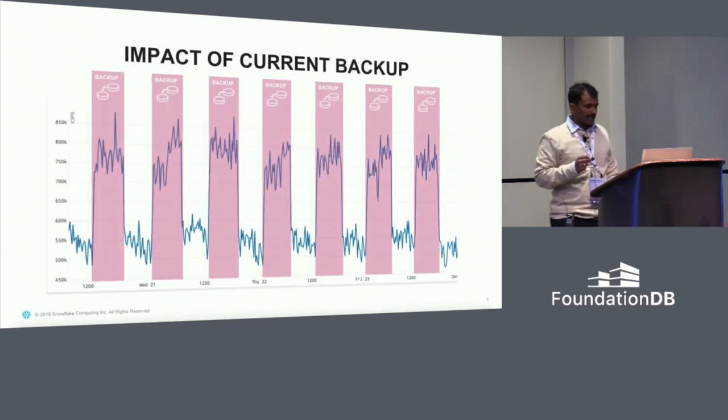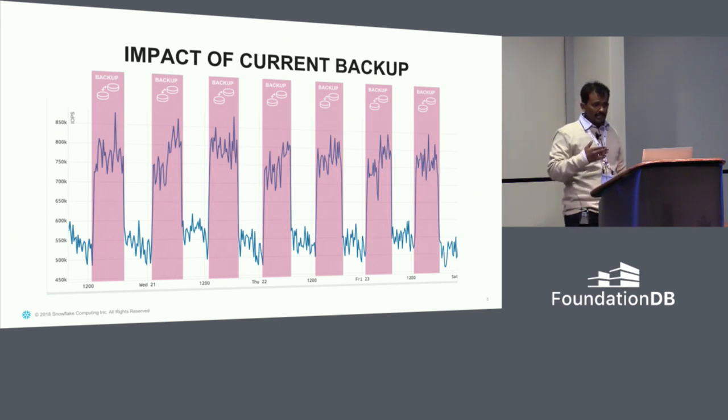The impact of the current backup. This is a slide that Marcus, one of my teammates, shared already. The pink bar here represents the IOPS purely driven by the backup process. This is from one of our production deployments.